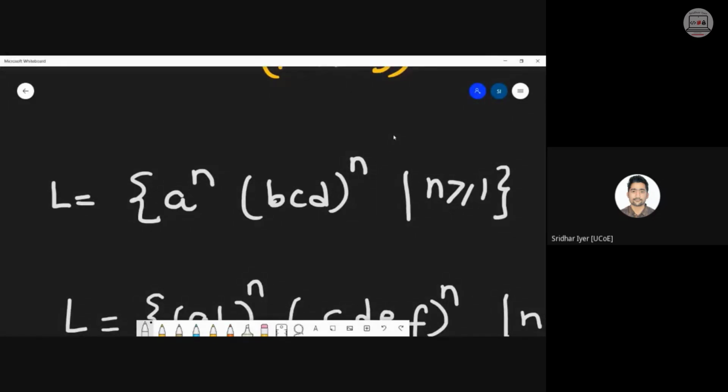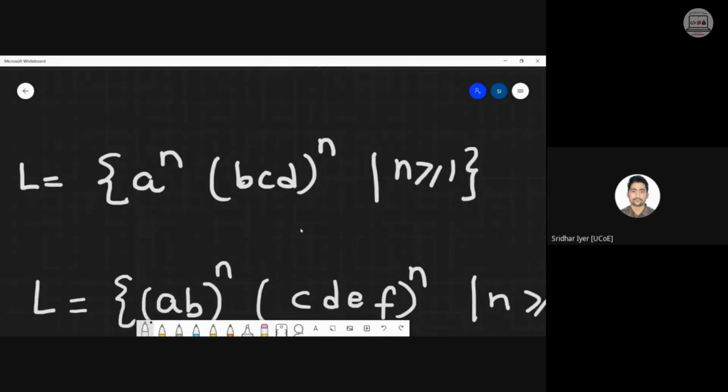I guess it's a straightforward logic. Please kindly give me your answers. a^n (BCD)^n. For each a, push 1 X. Then what next? For all BCD, pop 1 X. So basically it's very simple, straightforward logic here. For each a push 1 X, and once we complete BCD, we need to pop that 1 X which is present on top of the stack.